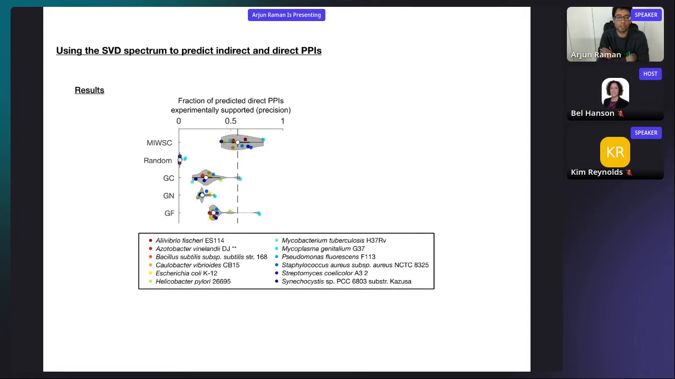We compared our results to models trained on random information, models trained on gene co-occurrence, gene neighborhood, and gene fusion, the three typical ways that the STRING database looks for putative interactions between proteins. And what I'm showing you here is the precision of our approach for predicting direct protein-protein interactions for all of these 11 different organisms. And what we find is that, to a statistically significant degree, our approach is able to increase the precision over other approaches, at least compared to GC, GN, and GF.